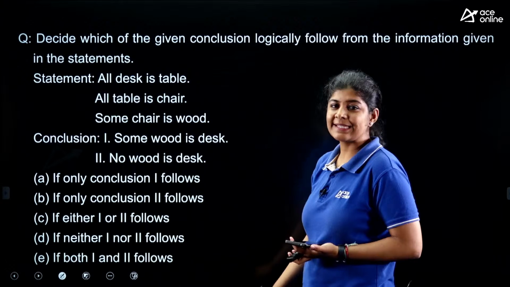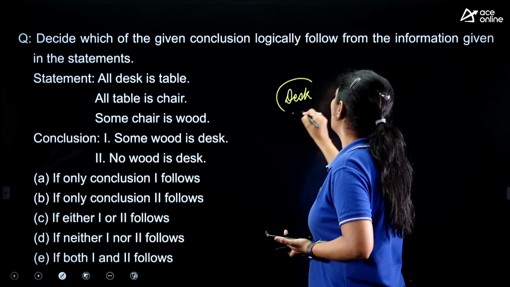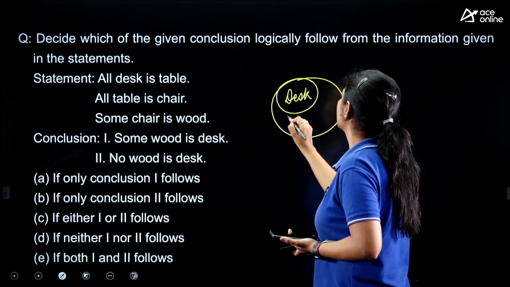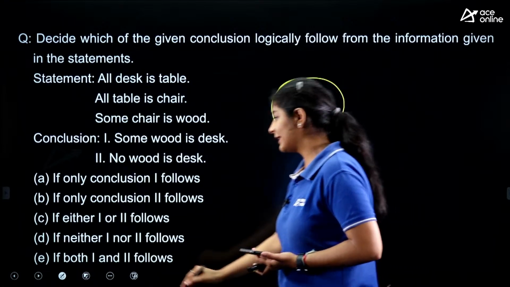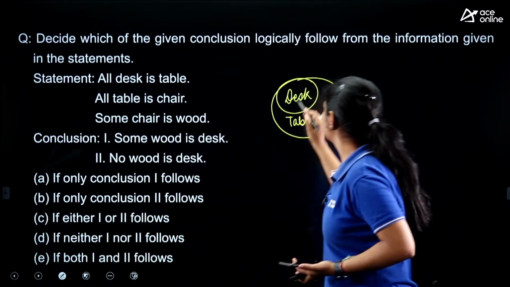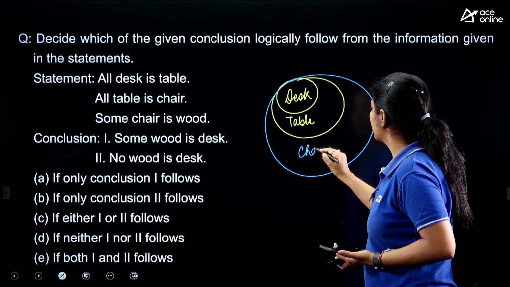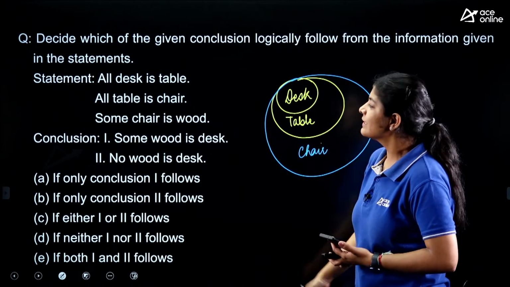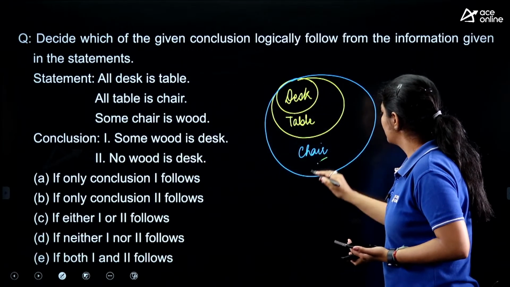All desk is table. All table is chair. Some chair is wood. Okay, I guess this is a very easy one.